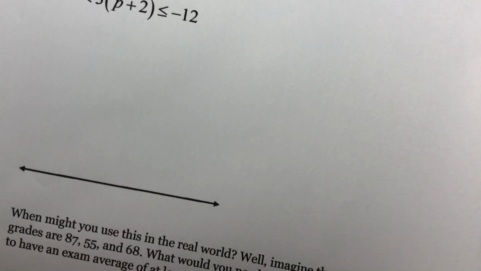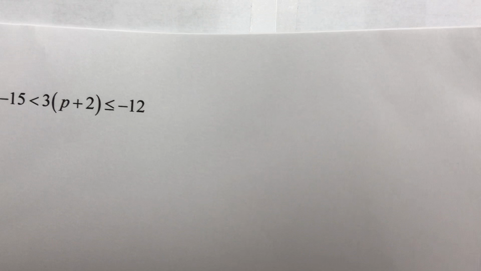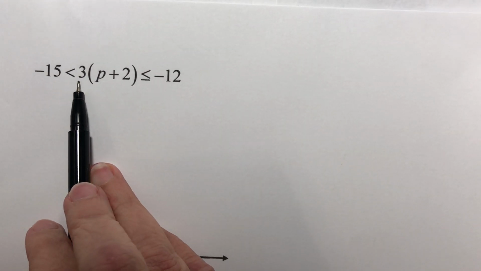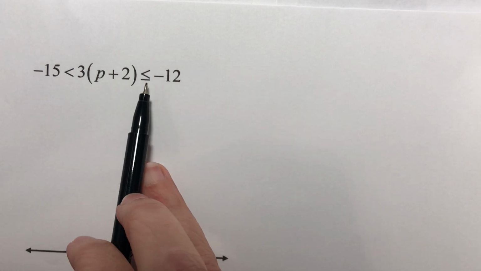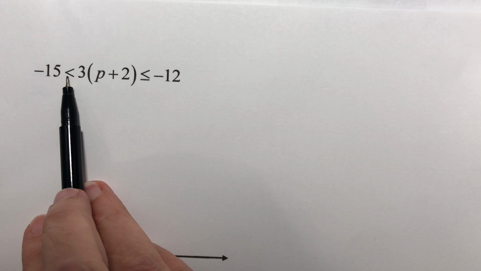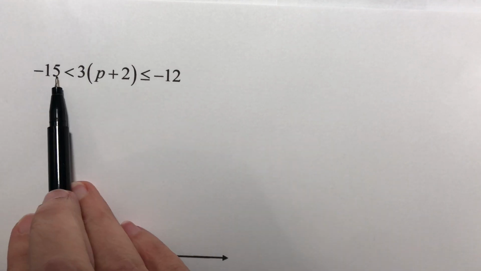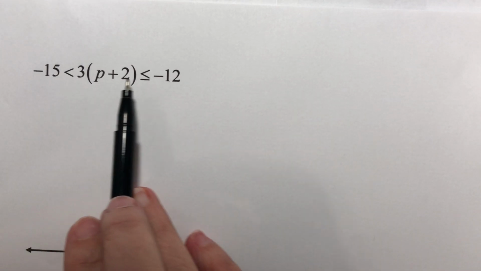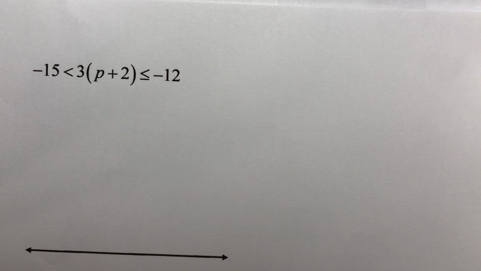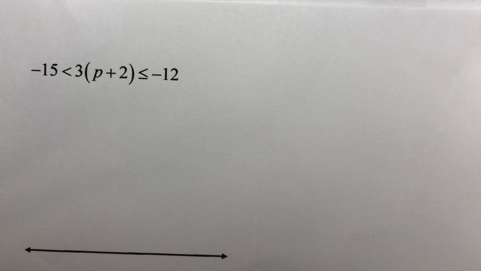Okay, so let's do another one of these three-sided problems. I have negative 15 is less than 3 times p plus 2 is less than or equal to negative 12. Again, these signs point the same direction, but I do have a mixture of them. When you notice that, be really careful. We have a tendency to make them match while we are working the problem. We stop thinking about it and we mess it up. So be really careful about that. That's something you should try to get in the habit of double checking.